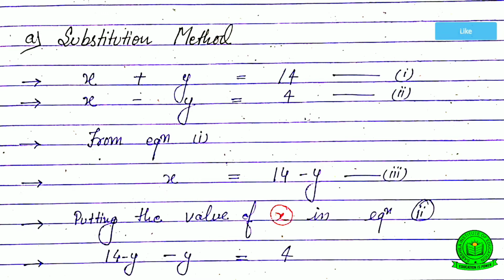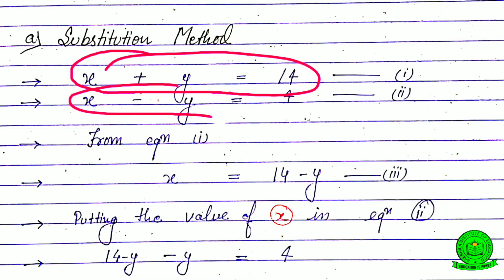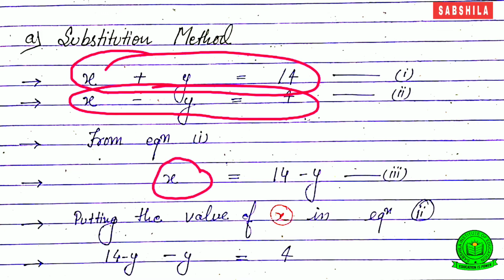In the substitution method, what do we have to do? Suppose there are two equations, x plus y is equal to 14 and the second one is x minus y is equal to 4. We have to substitute the value. Substitute means we have to find the value of x or y first, and put that value in the other equation. I have taken equation number 1, x plus y is equal to 14, so we can write x is equal to 14 minus y.